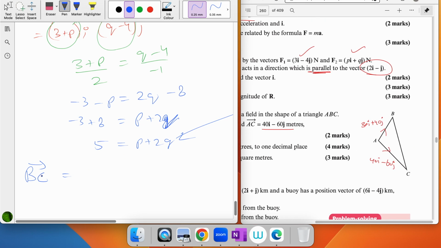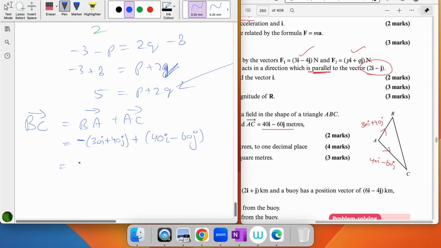So for BC, looking at the diagram, I can write BA plus AC. We just copy BA but with a negative sign, so negative of 30i plus 40j, plus AC. There's no change in direction, so 40i minus 60j. Simplifying, minus 30i minus 40j plus 40i minus 60j. I am left with 10i, and j with j gives minus 100j. So this is BC.